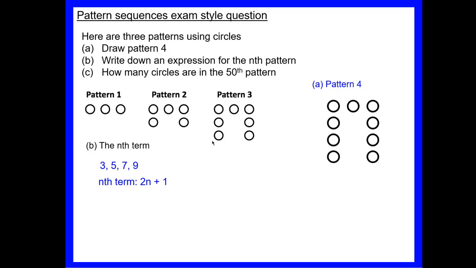Part C then, how many circles in the 50th pattern? We substitute n for 50. So 2 times 50 plus 1, there will be 101 circles in the 50th term. Okay, so the 50th pattern along. So we can see why this is really useful. We wouldn't want to draw this pattern out 50 times to find out how many circles there are.